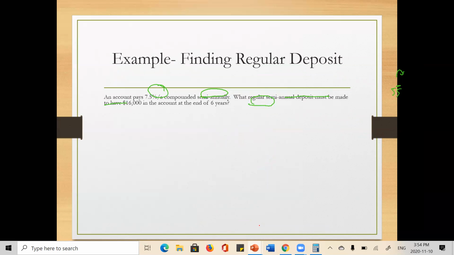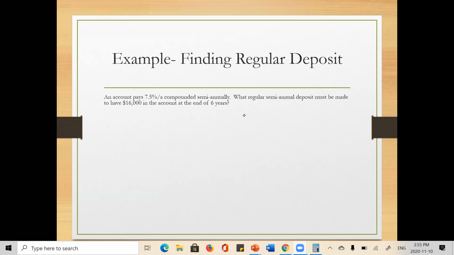So how do we find the regular deposit? What if we're working backwards here? If we are working backwards to find the regular payment, and in all the other examples we were working to find the future value, now we're looking at finding the regular payment. Well, we just have to work a little bit backwards here. So what we're going to do is simply work backwards to figure out what PMT is.